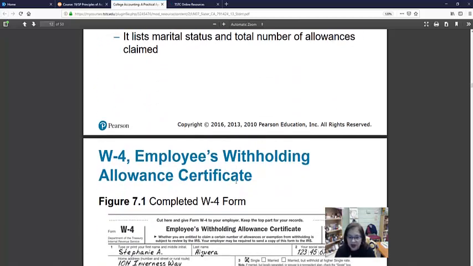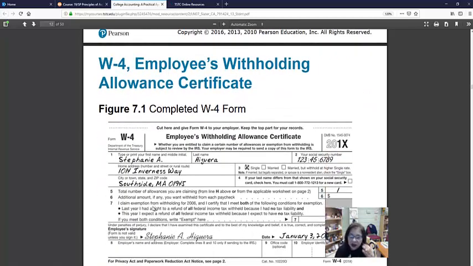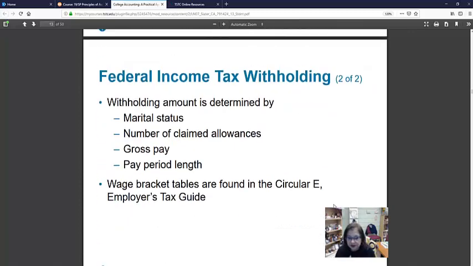Different amount of money. This is what it looks like. So for Stephanie, here's what she's working out at. Notice that she only has one allowable allowance, which is herself. Okay, that's it. And it puts in her social security number. And of course, it's only one because she's single. So her amount of withholding is going to be different than anybody else.